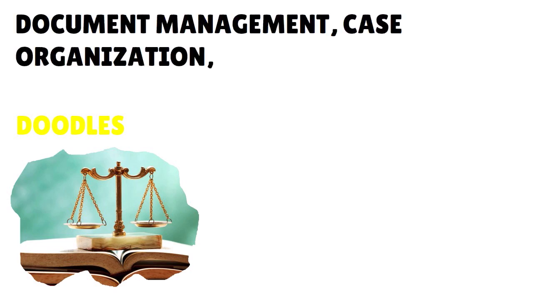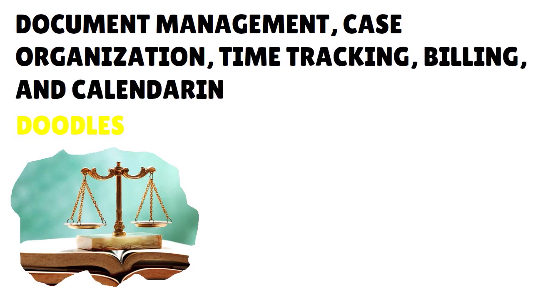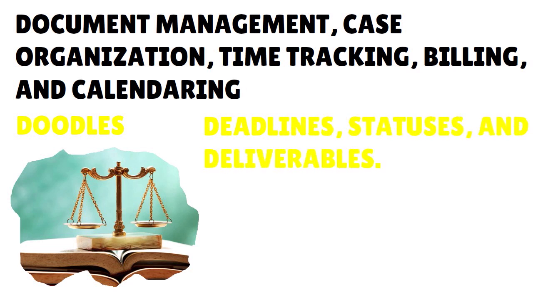So for example, when you think of Clio Manage, the case and task management, you are able to manage all of your to-dos in a single dashboard. On a more granular level, Clio Manage is used for document management, case organization, time tracking, billing, and calendaring. And you can also use it to set deadlines, statuses, and deliverables, so everyone is on the same page and knows what needs to be done next. So this feature will also help you keep track of all practice management tasks as smoothly as possible, so you can focus on the matters that count for your law practice, okay?